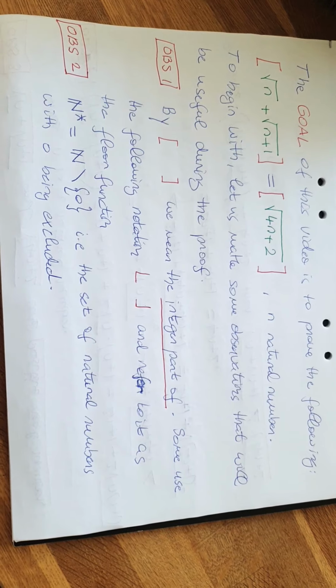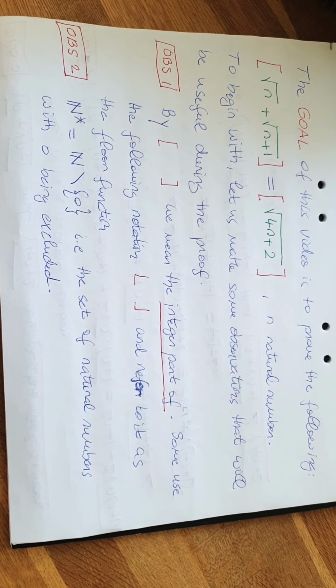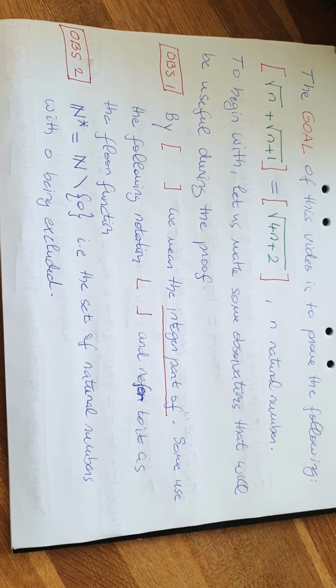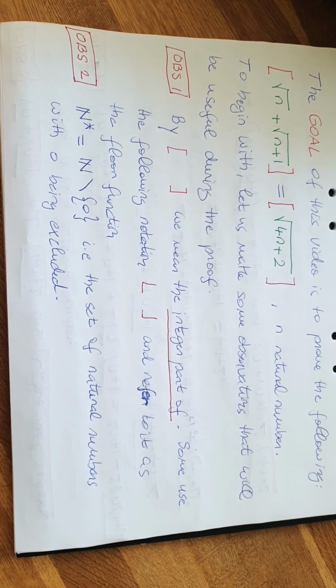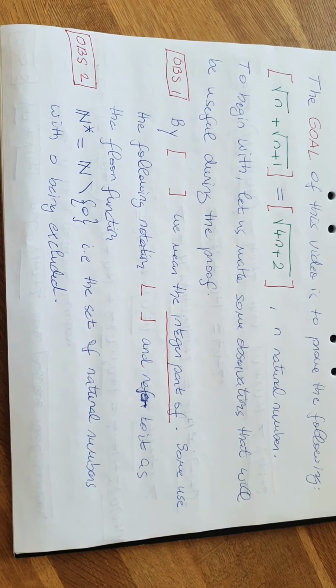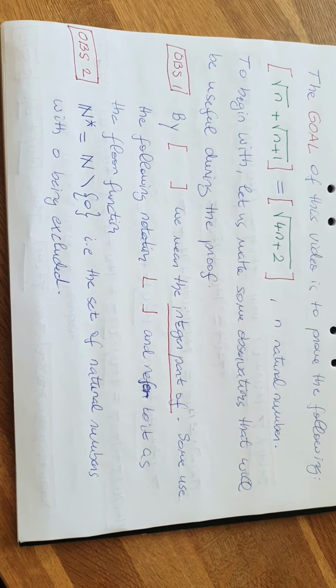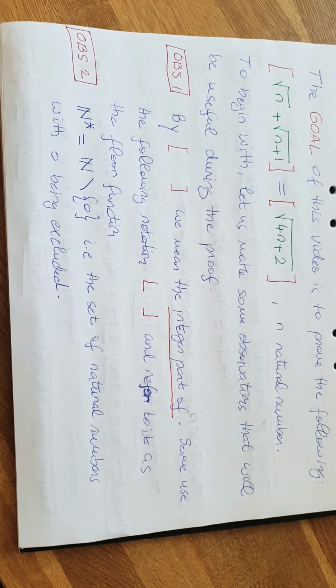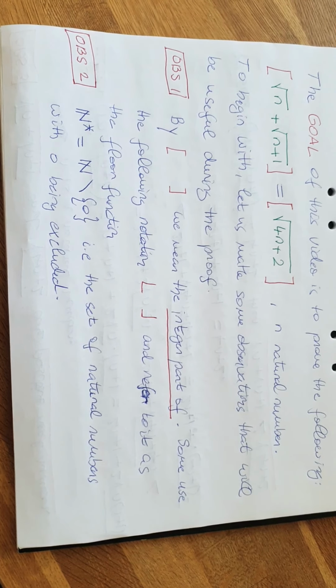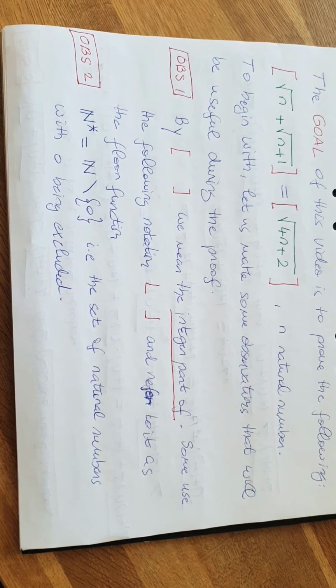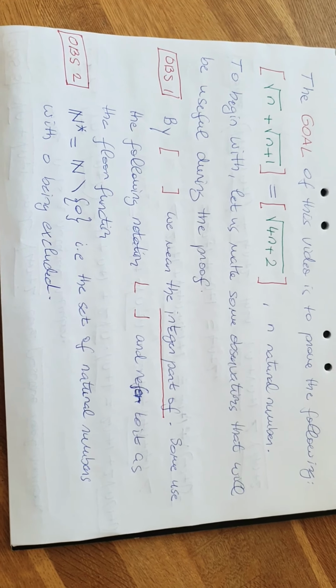Well, in this video we are going to prove that the integer part of the square root of n plus the square root of n plus 1 is equal to the integer part of the square root of 4n plus 2, where n denotes a natural number.